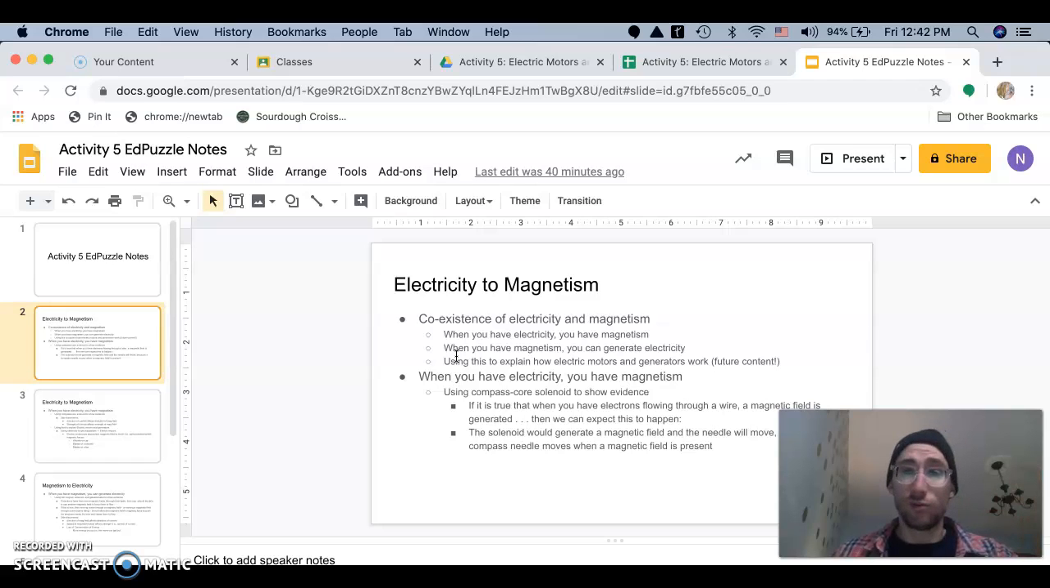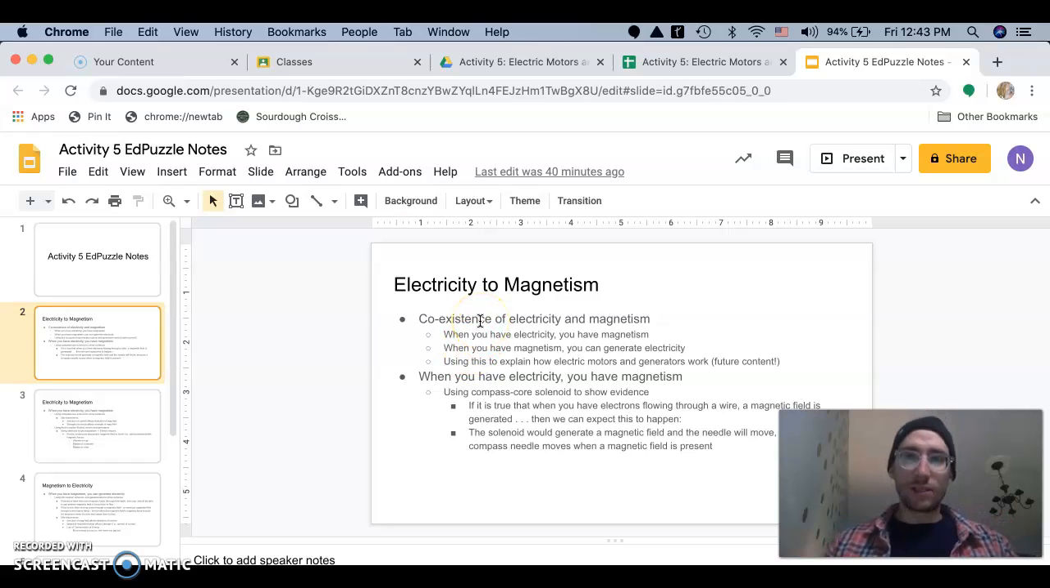In high school, definitely in college, there are physics courses that you take that are literally called electricity and magnetism, bundled together as one class, because if you have one, you have the other, and vice versa in general.